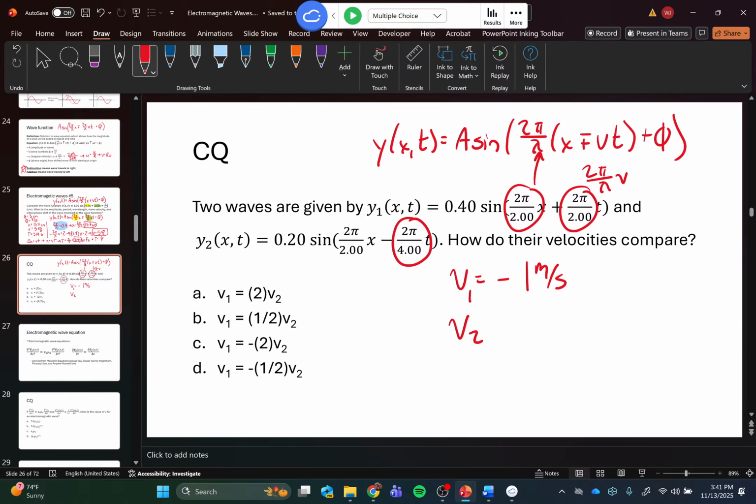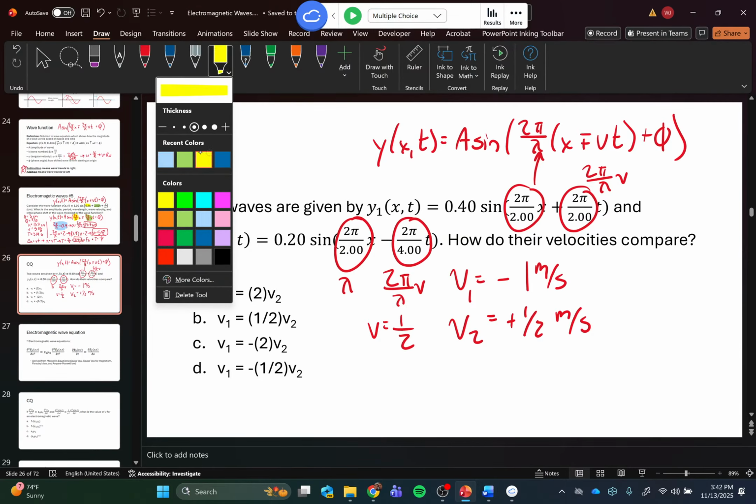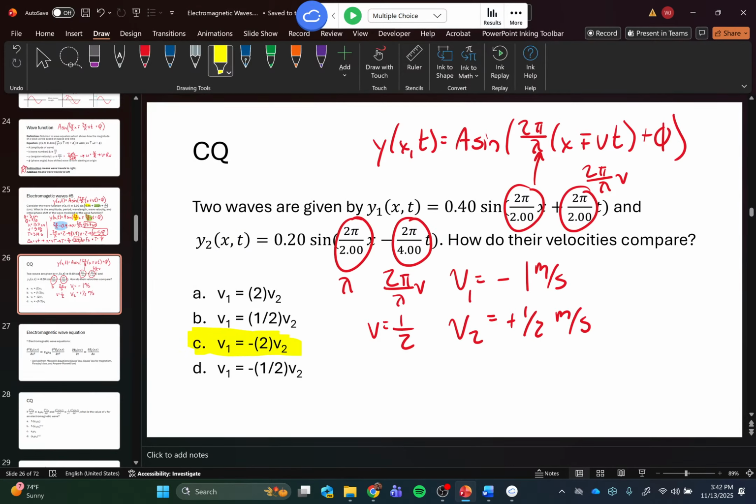Wave 2, thankfully, I made your life a little easier. I made the lambda exactly the same. So this is my lambda for this one. This is 2 pi over lambda times v. With math, we find that v is 1/2. That's how we get it from a 2 on the bottom to a 4. So we get v2 is positive 1/2 meters per second. What's the relationship between these? v1 is twice v2. So that's what we find, and that's pretty much what I see everyone got.